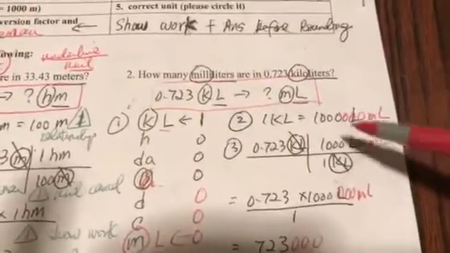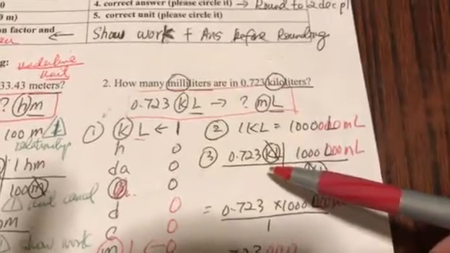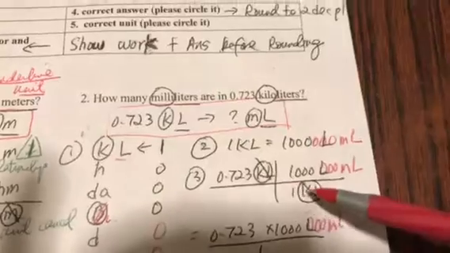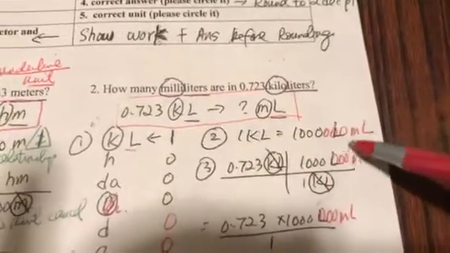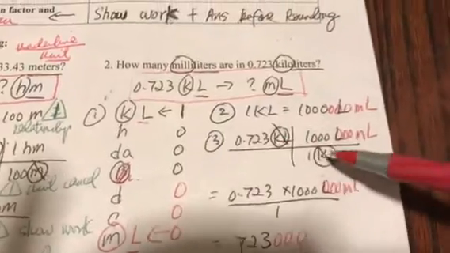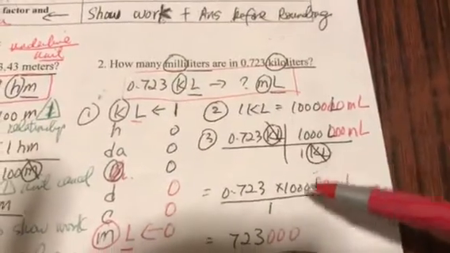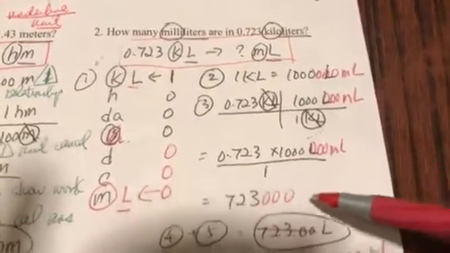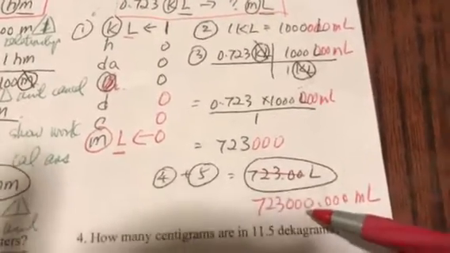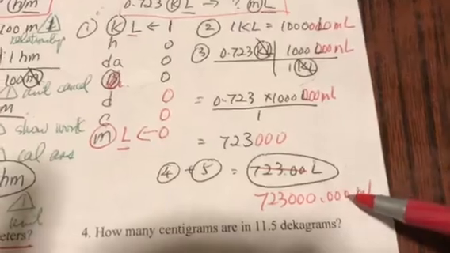And then you want to set up Superman, 0.723 KL. My KL is on the bottom because they have the same unit, so I can cancel. And then this number, the ML, will be on the top. And then I circle my unit and cancel, and I write out this equation, and I got this number, but then I have to round it to 2 places, and the answer is in ML.